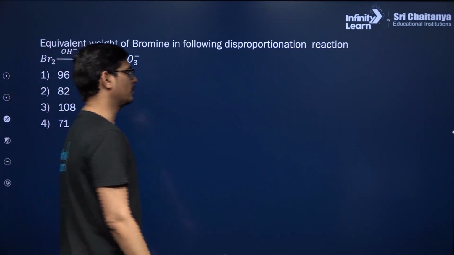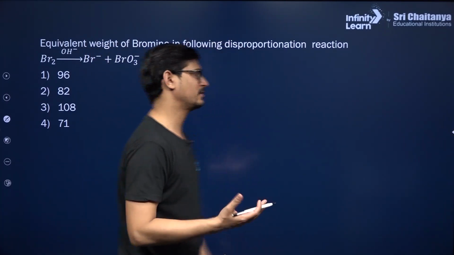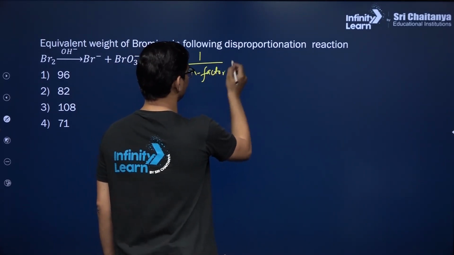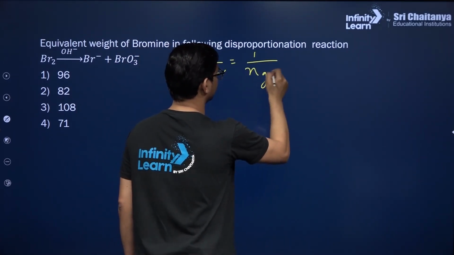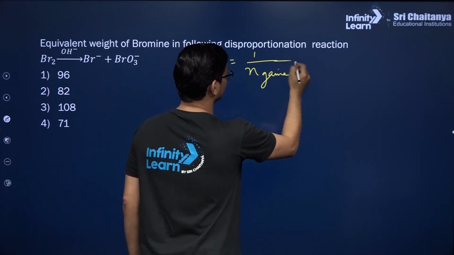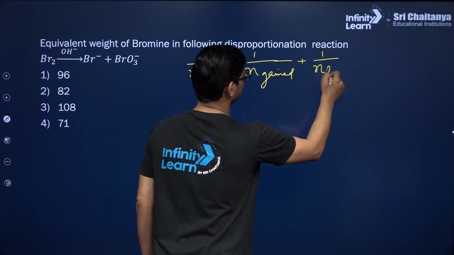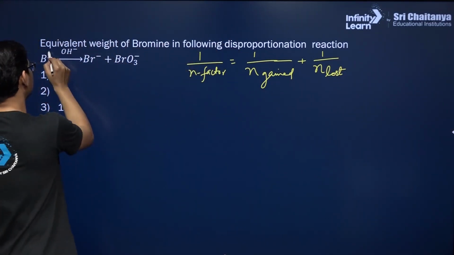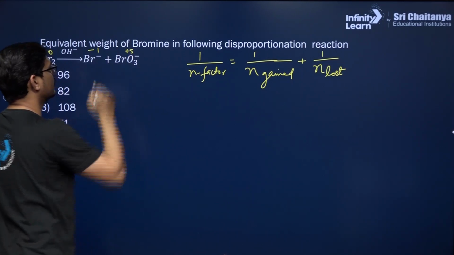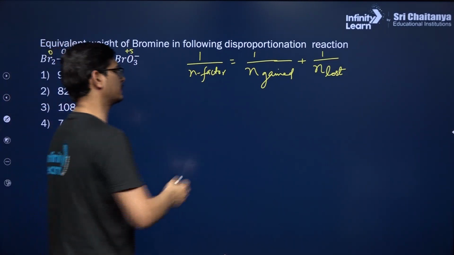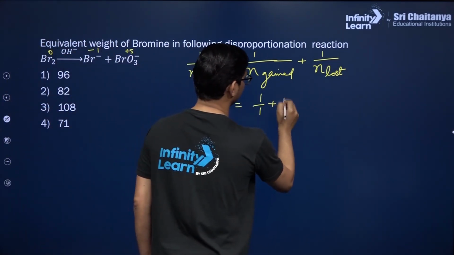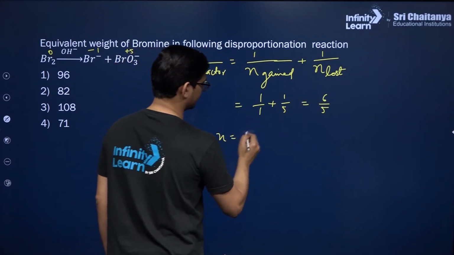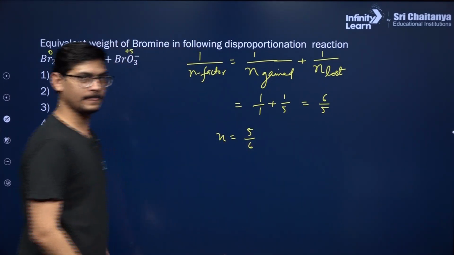Equivalent weight of bromine in the following disproportionation reaction. In a disproportionation reaction, there is a shortcut to calculate n factor. 1 upon n factor is 1 upon number of electrons gained plus 1 upon number of electrons lost, right? So bromine is going from 0 to -1 and +5. So it is gaining 1 electron and losing 5 electrons. So this is 1 upon 1 plus 1 upon 5, which is 6 upon 5, and hence n factor is 5 upon 6. All right.